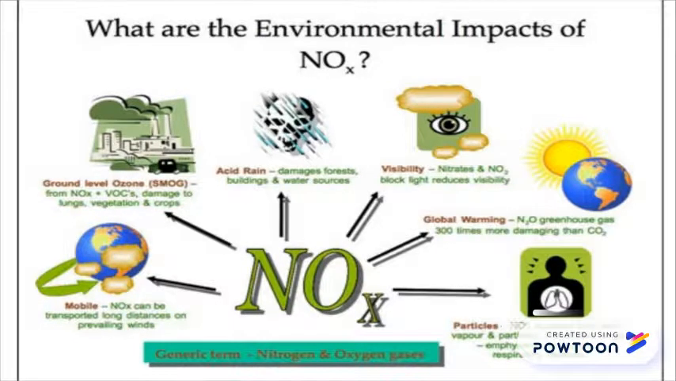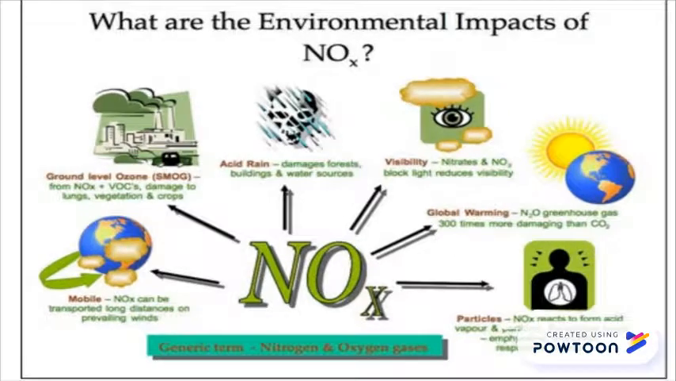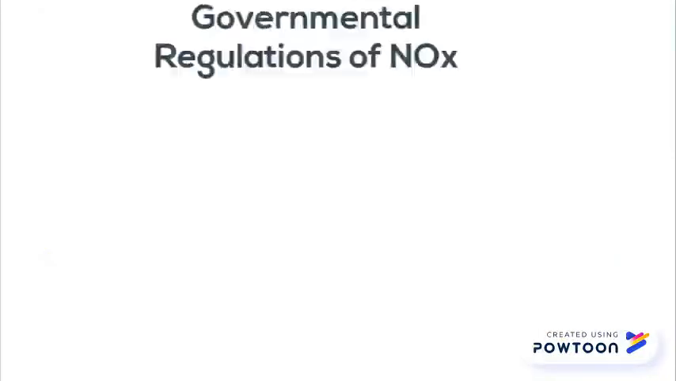Overall, nitrogen oxides are considered very harmful as they produce very harmful environmental effects such as acid rain, which damages forests, buildings, and water sources. It can also be transported long distances across the globe and produce smog, which, as we saw, can be combined with VOCs, which then can cause damage to lungs of people. It can cause damage to vegetation and crops as well. Finally, nitrogen oxides can react to form acid vapor and particles which penetrate lungs, cause emphysema, bronchitis, and a lot of other diseases. So how do we control it?